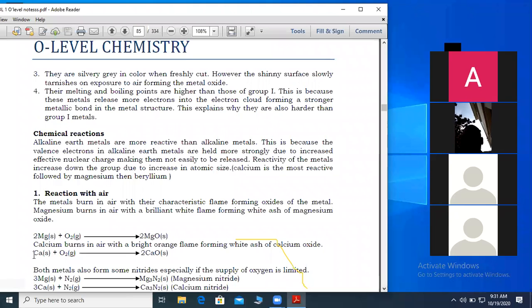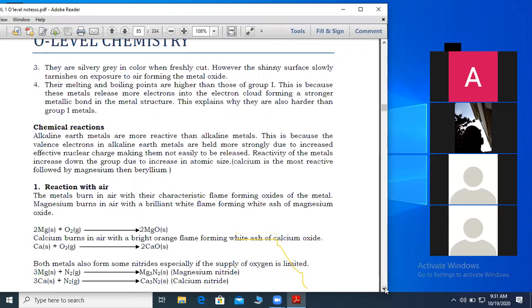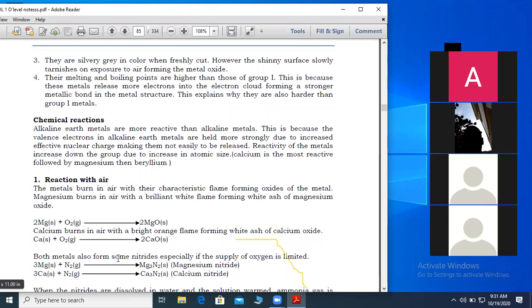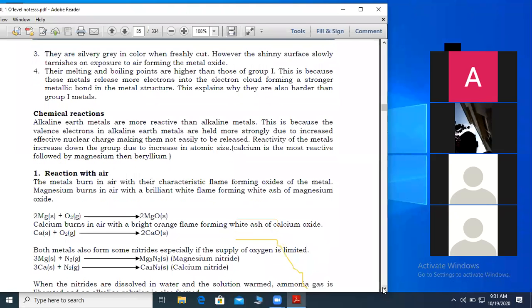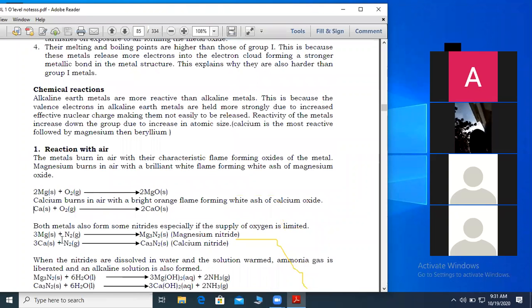There should be a 2 on calcium. However, both magnesium and calcium react with nitrogen if oxygen is not in excess supply. Let's take note that magnesium and calcium can also react with nitrogen. They are the only ones actually which react with nitrogen. Calcium and magnesium can also burn in nitrogen.